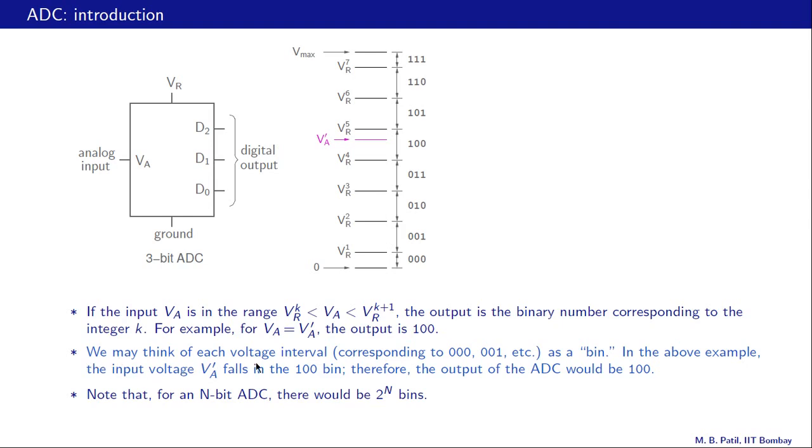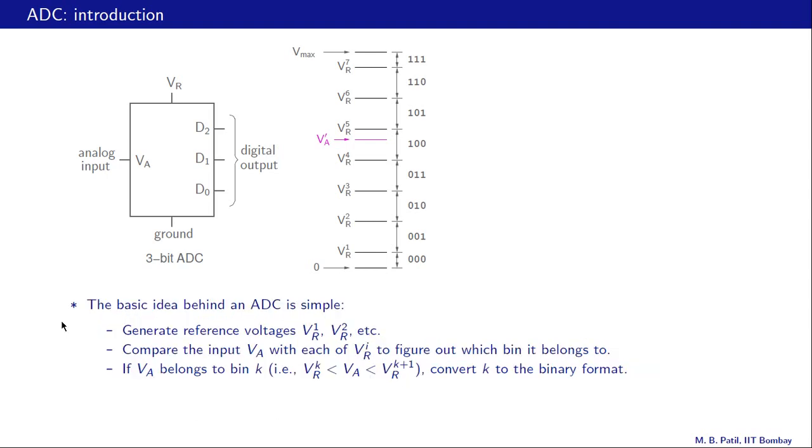We may think of each voltage interval corresponding to 000, 001, etc., these intervals, as a bin or a box. In the above example, the input voltage VA prime falls in the 100 bin, this bin here, and therefore the output of the ADC would be 100. And finally, note that for an n-bit ADC, there would be 2 raised to n bins. In this case, there are 2 raised to 3 or 8 bins.